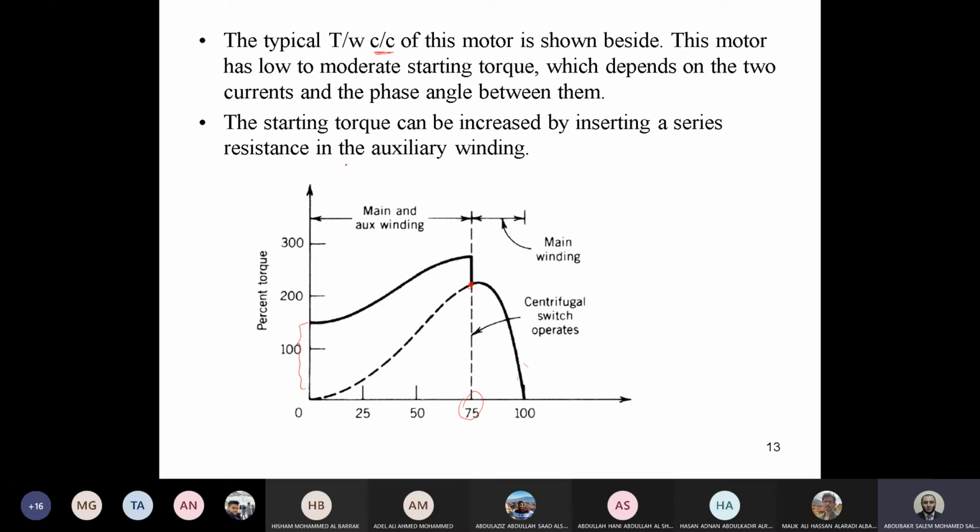So here we have a problem regarding starting torque. The starting torque can be increased by inserting a series resistance in the auxiliary winding. So if we insert series resistance, what will happen? Let's see in the phasor diagram.